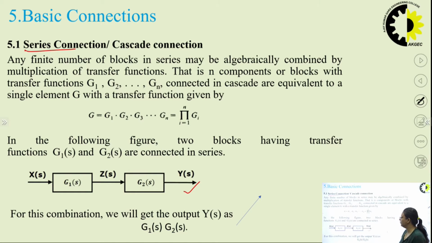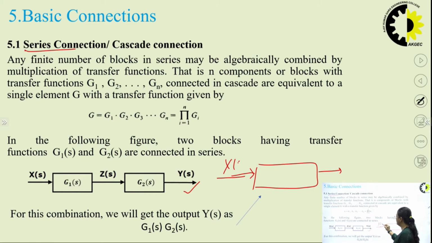The first block is G1 and another block is G2. So here I can draw a single block for this, which has X(s) as an input, Y(s) as the output, and G1(s) into G2(s) in this block. How? You can see here from this combination.